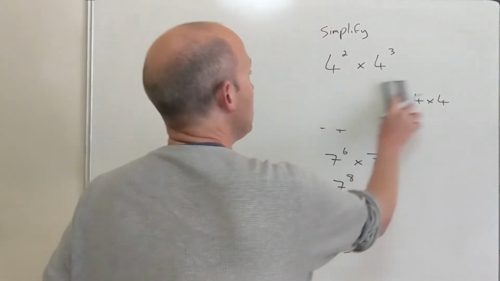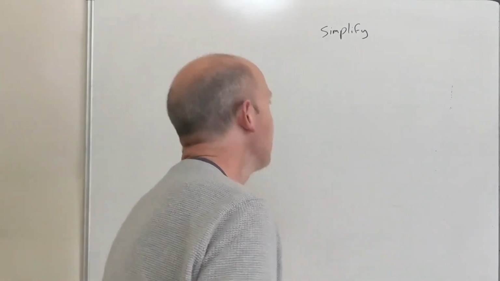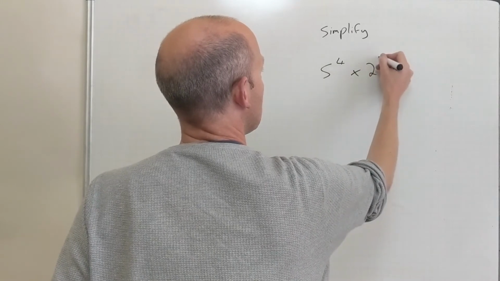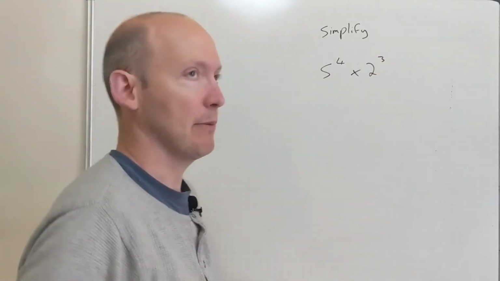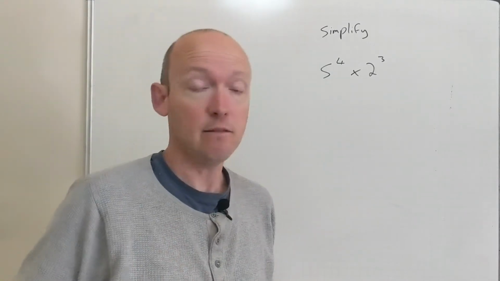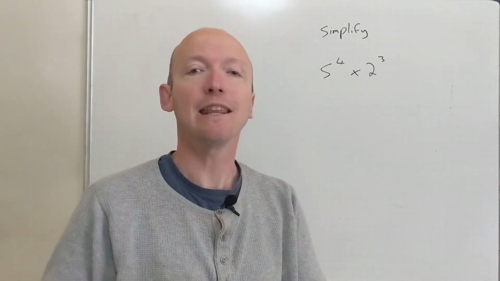Now, that only works if we have the same base. So if you saw a question like this, there's nothing you can do. I mean, you can work that out as a sum. You work out what 5 to the power of 4 is, work out what 2 to the power of 3 is, and find the answer, probably using a calculator, but you can't write that as a simplified power of anything.